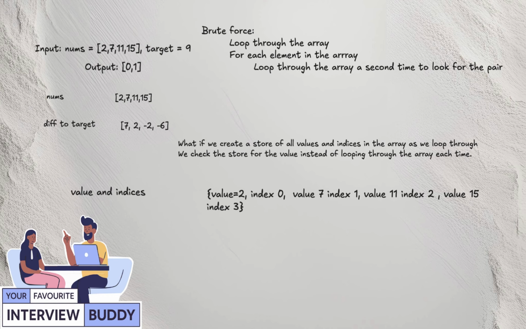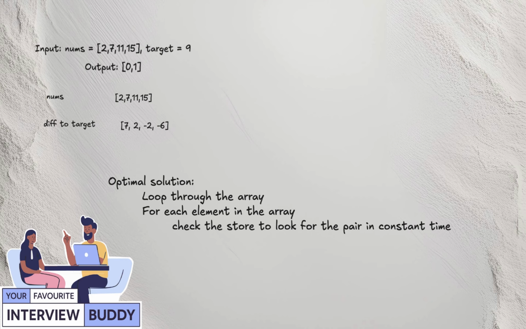At the end of our loop, our store can look something like this: value 2, index 0, value 7, index 1, value 11, index 2, value 15, index 3. And in most cases, if we find our answer before we get to the end of the array, we wouldn't even need to build the complete store. Now let us rewrite our pseudocode. The optimal solution would be that we loop through the array. We create a store first, then we loop through the array, and then for each element in the array, we just check our store to see if we can find the difference between that element and the target.